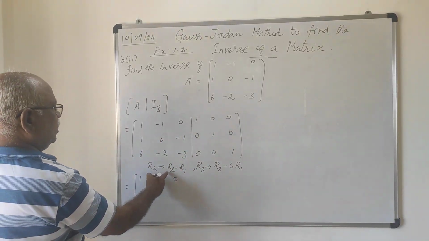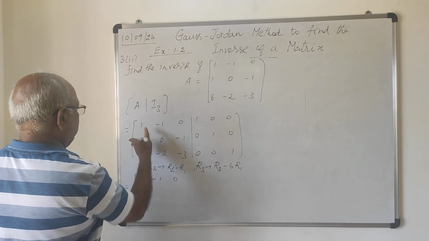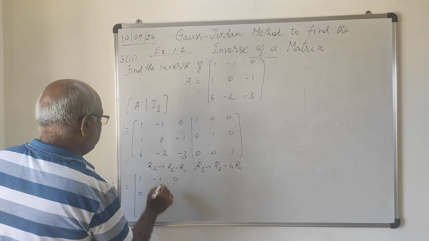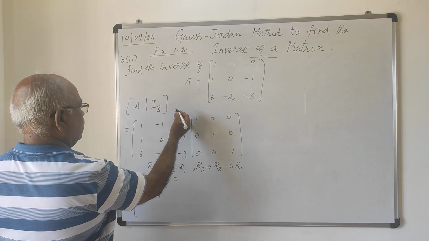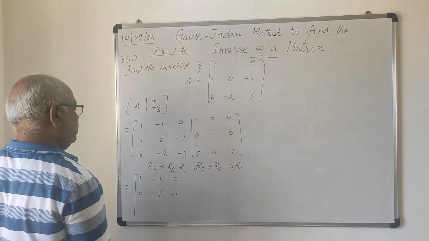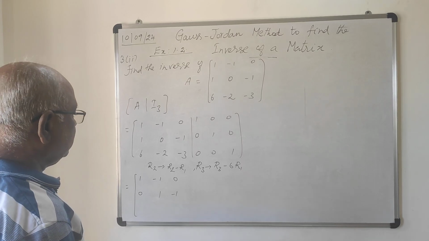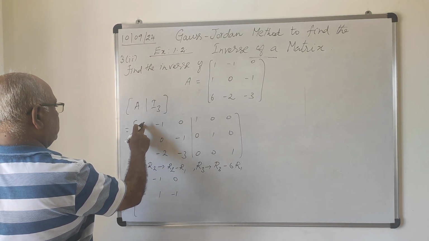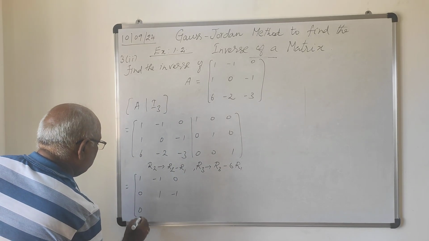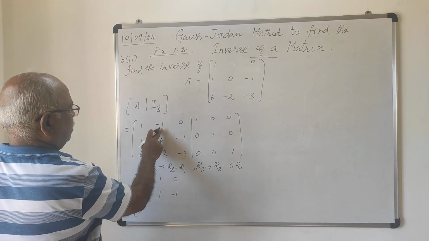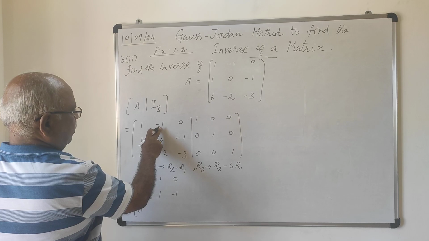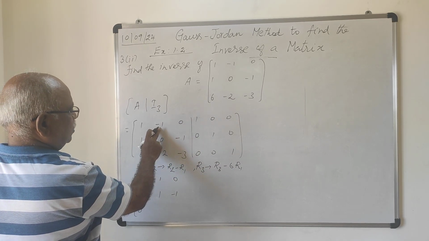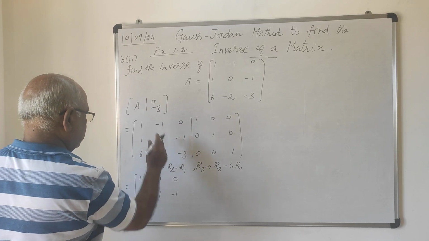Second row is R2 minus R1. 1 minus 1, 0. 0 minus of minus 1, plus 1. Minus 1 minus 0, minus 1. Similarly R3 minus 6 R1. 6 R1 is 6, 6 minus 6, 0. Similarly 6 R1 is minus 6 into minus 1, plus 6. Minus 2 minus of minus, plus 6, minus 2 plus 6 is 4.